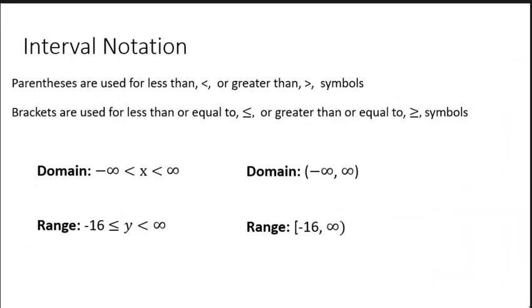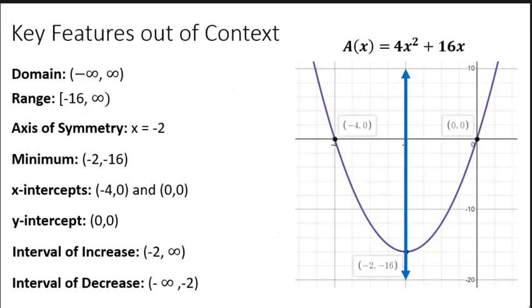When writing key features of functions, we often use interval notation. Parentheses are used when there are less than or greater than symbols. Brackets are used when the value can be equal to. Here's our list of key features written with interval notation where appropriate.